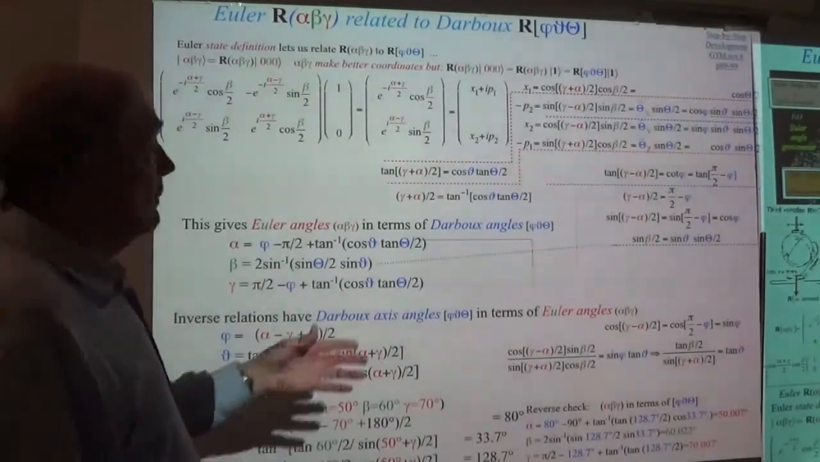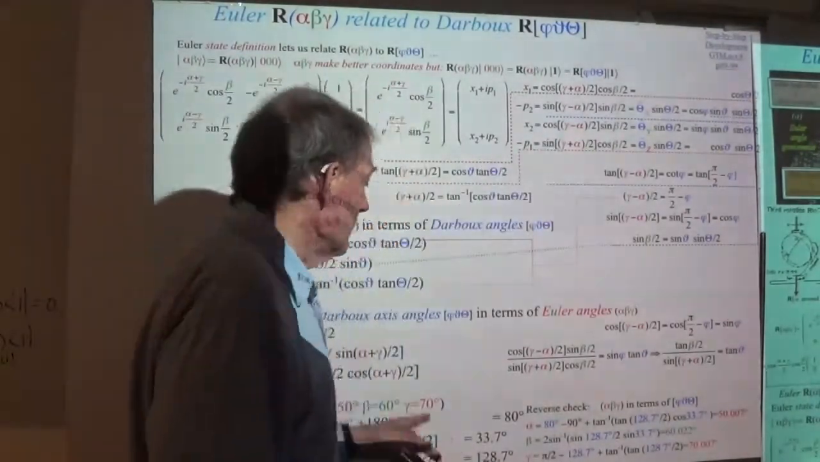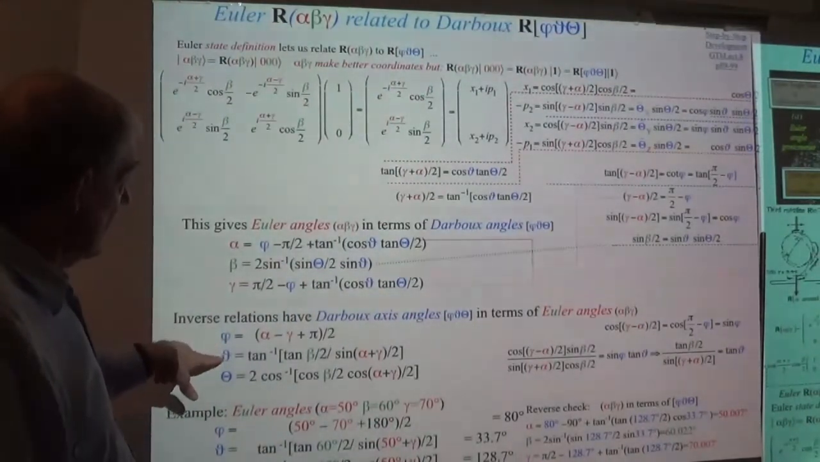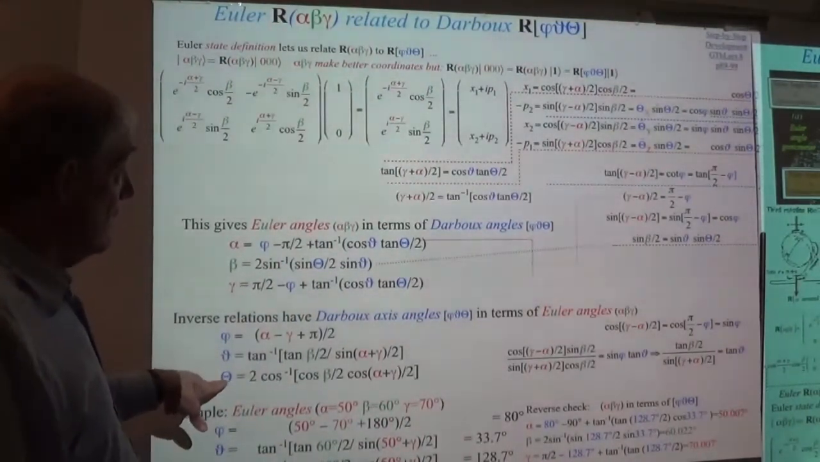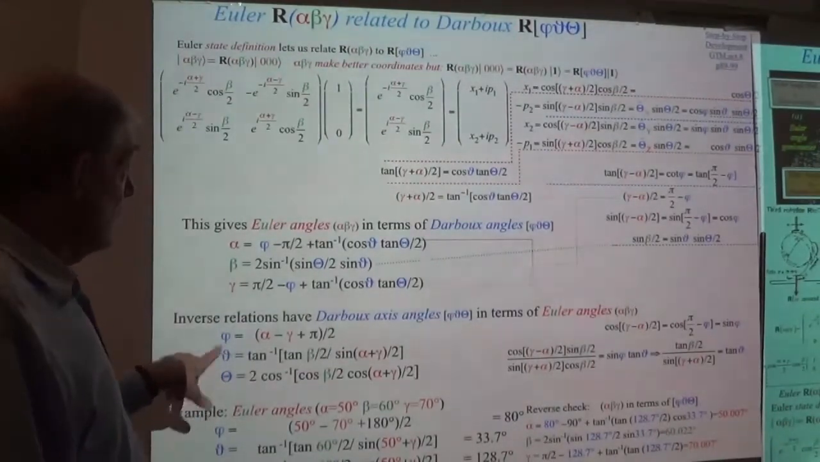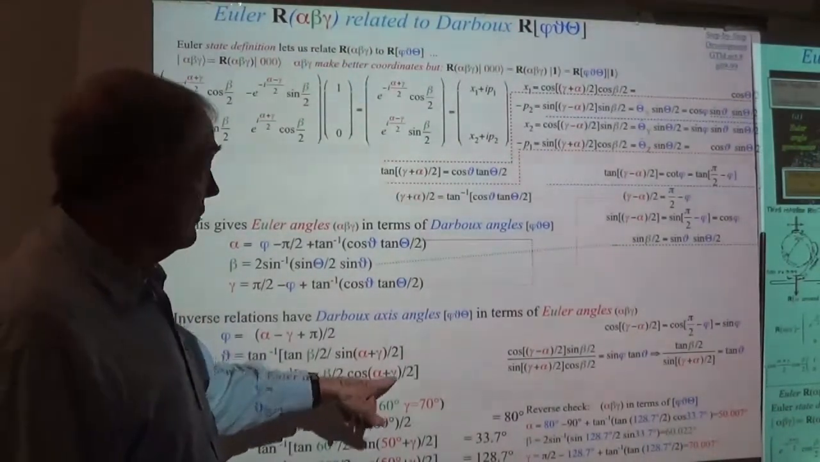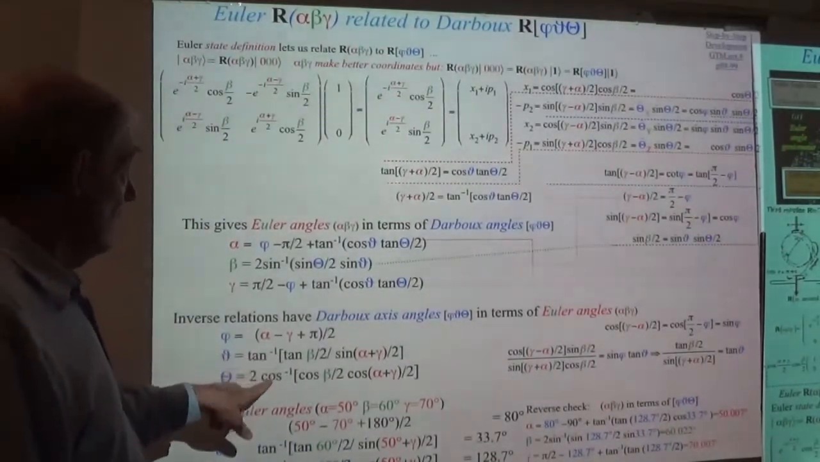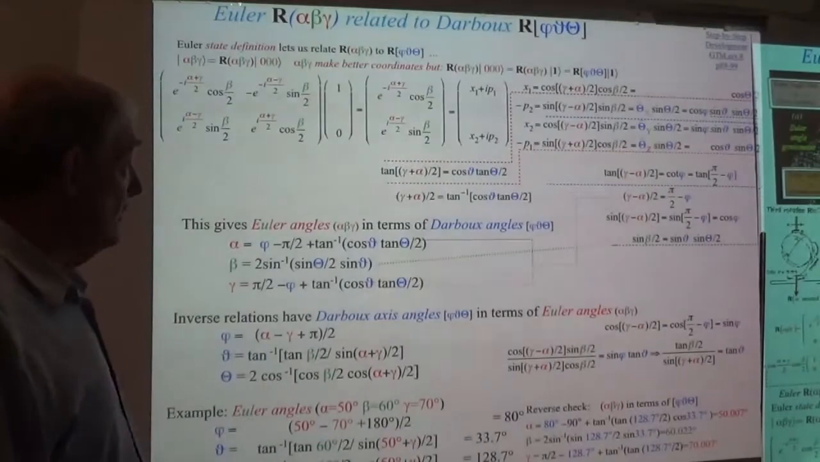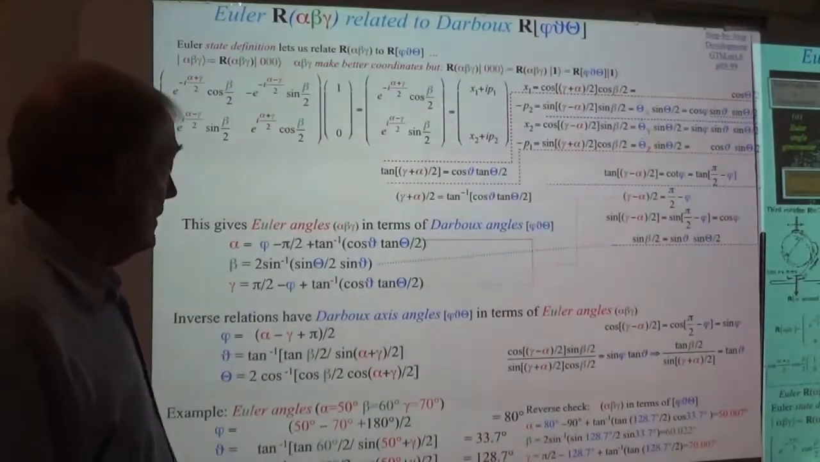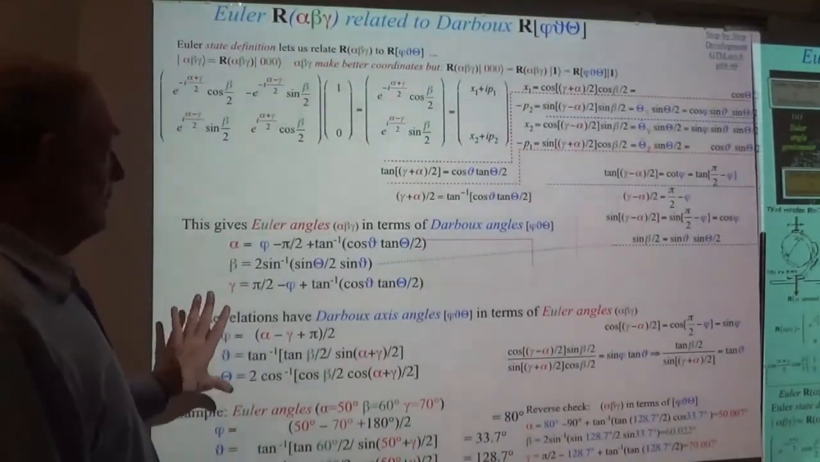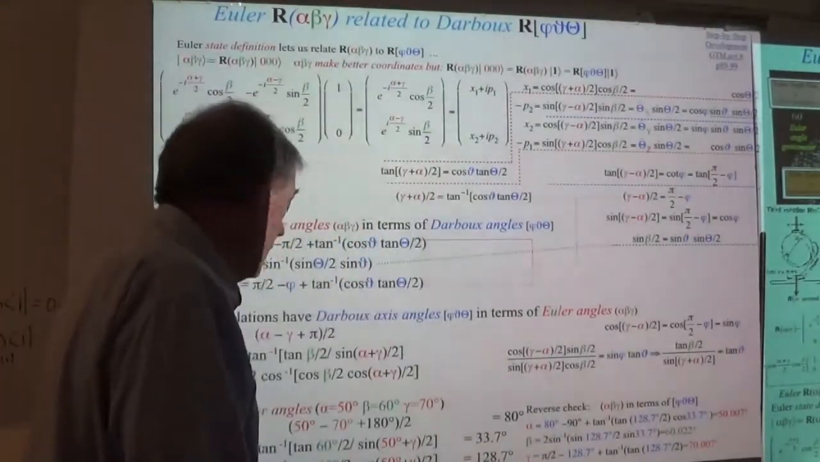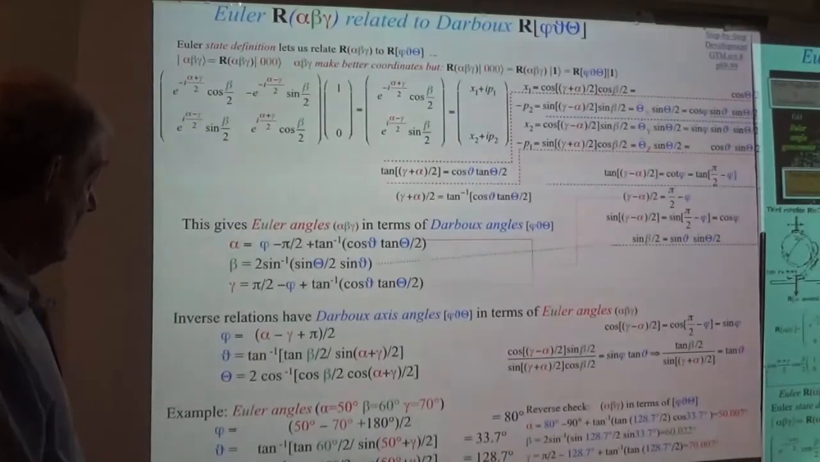And then you go through and you play with these relations a little bit more, and you get the Darboux angles, phi, theta, and big theta, the actual rotation of the crank, in terms of alpha, beta, and gamma. This time using, again, an a tan 2 and an arc cosine. So that's the result. That's what you can use to connect these two ways of looking at things.